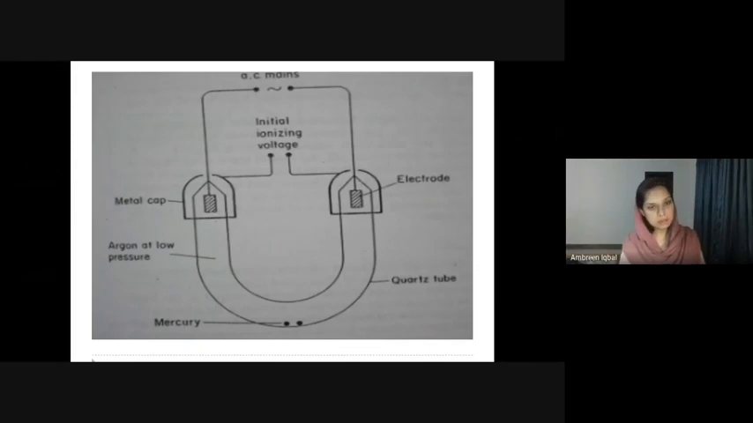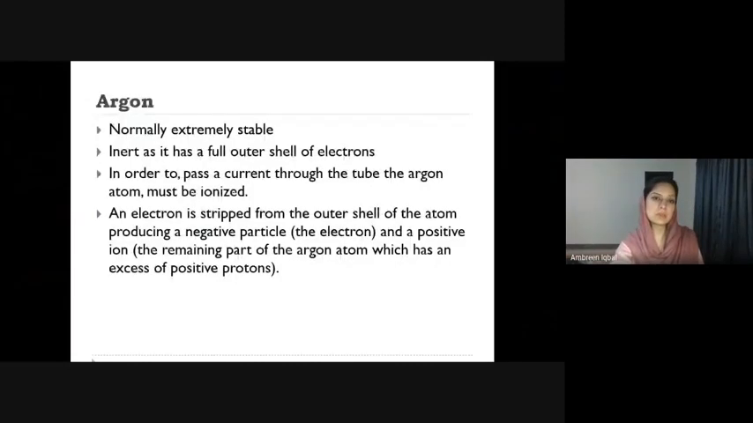It also contains mercury. Around the pointed ends there are metal caps on which there is a voltage supply, and a high potential difference is being applied. Why do we need a high potential difference? As we know, argon is normally an extremely stable gas. It is inert because it has a full outer shell of electrons. So, in order to pass a current through this tube, the argon atoms must be ionized. So we need a high potential difference to ionize the argon gas.